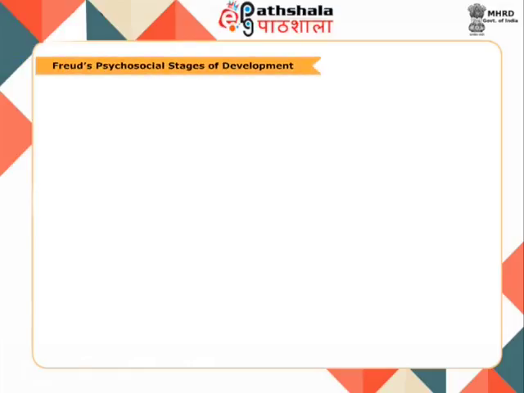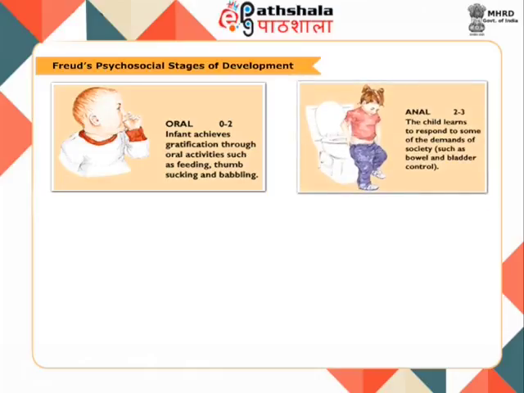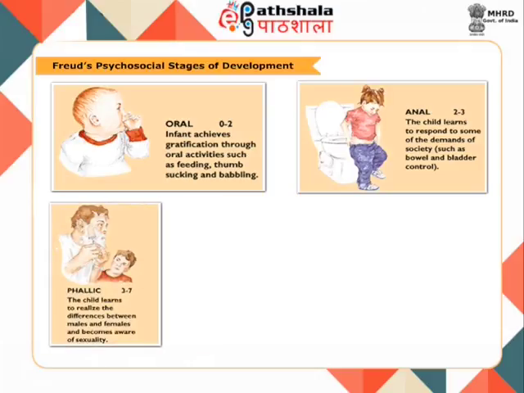Freud's five psychosexual stages of development are: Stage 1 is oral, birth to 2 years. In this stage, infants achieve gratification through oral activities such as feeding, thumb sucking, and babbling. Stage 2 is anal, 2 to 3 years. In this stage, the child learns to respond to some of the demands of society such as bowel and bladder control. Stage 3 is phallic, 3 to 7 years. In this stage, the child learns to realize the difference between males and females and becomes aware of his sexuality.